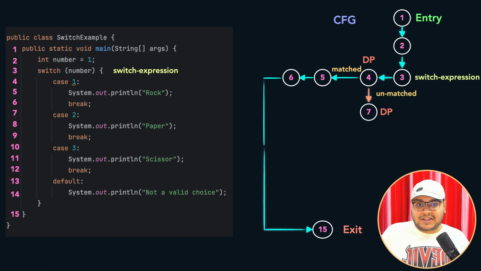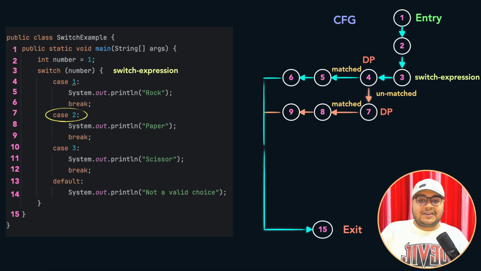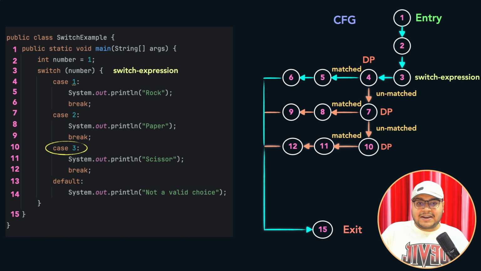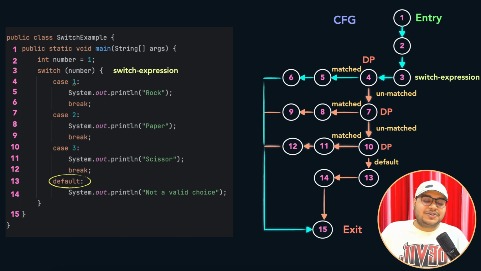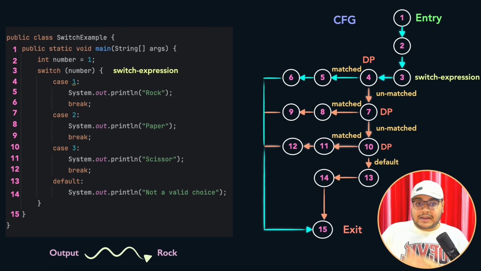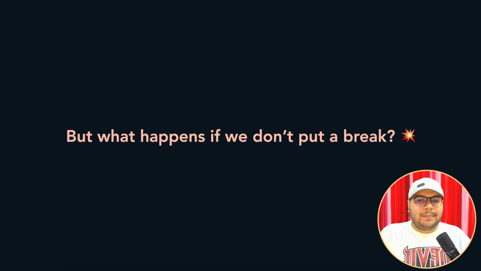If it doesn't match, we move to the next case and check if the value is 2. If true, we print paper and exit. Similarly, if unmatched, we go to value 3. And if matched, we print scissors and exit. And if none of the cases match, we go to the default case and print not a valid choice. In our example, the program takes the blue path because the number value is 1, so it prints rock on the screen. But what happens if we don't put a break in switch statement?